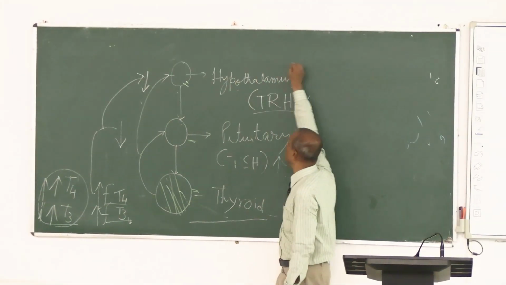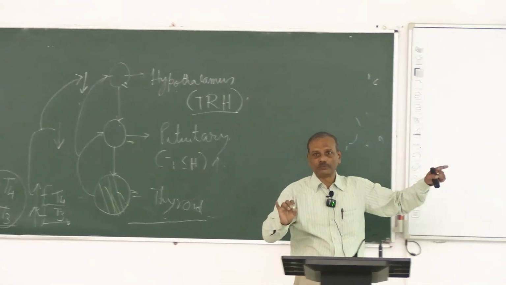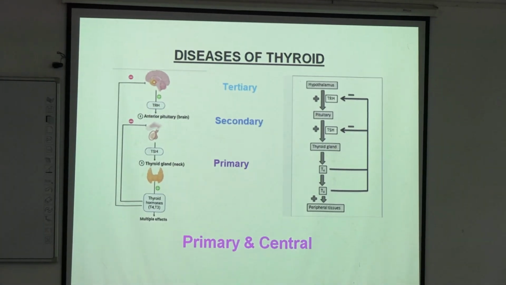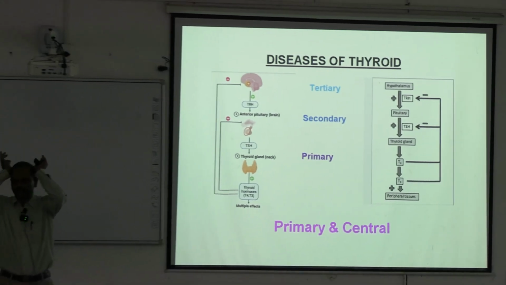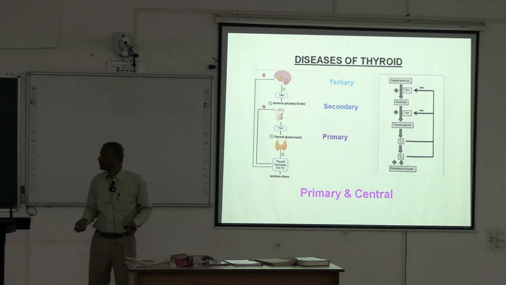Now, these two terminologies, secondary and tertiary, have been removed from 2000. So what they say is primary and central. Central means it is within the brain. Pituitary is in the brain and the hypothalamus is in the brain.